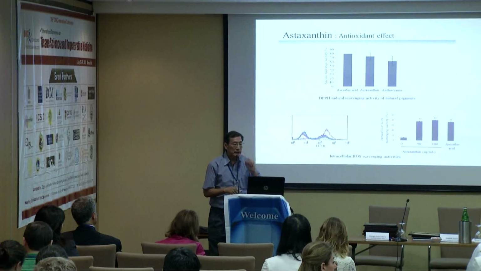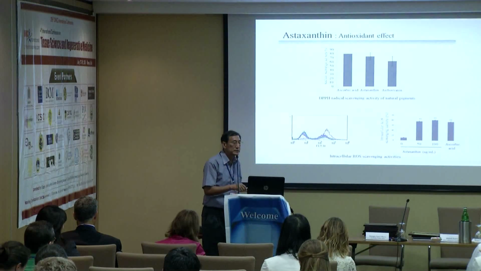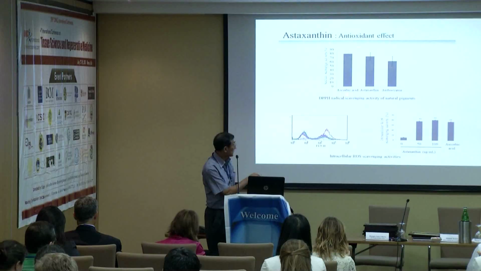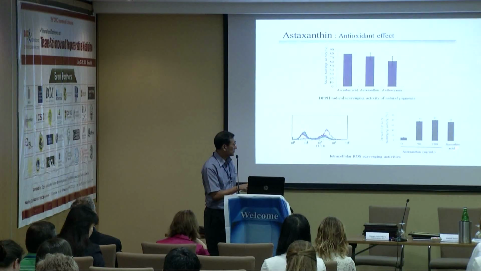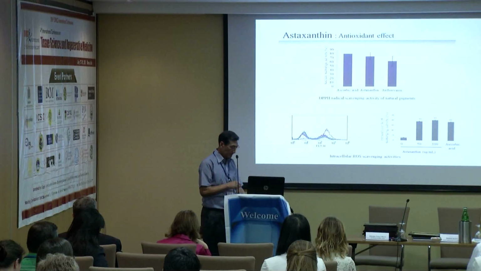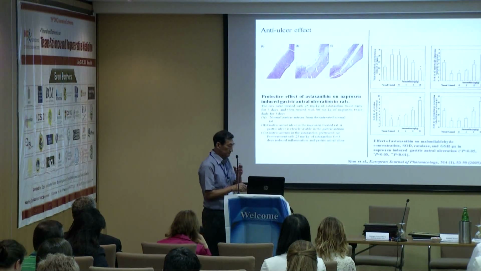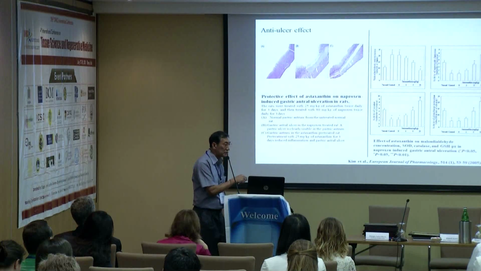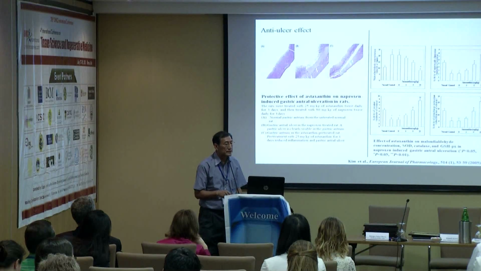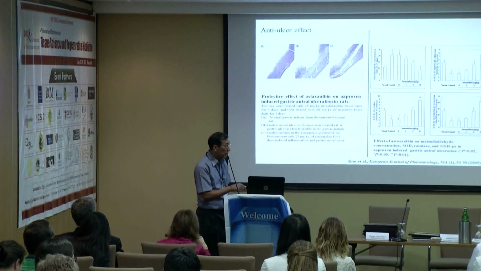I mentioned earlier the antioxidant effect of astaxanthin. Compared to ascorbic acid, the intracellular ROS scavenging activity is similar. Astaxanthin and ascorbic acid are similar. And we studied the antioxidant effect, especially the protective effect of astaxanthin on naproxen-induced gastric antral ulceration in rats.